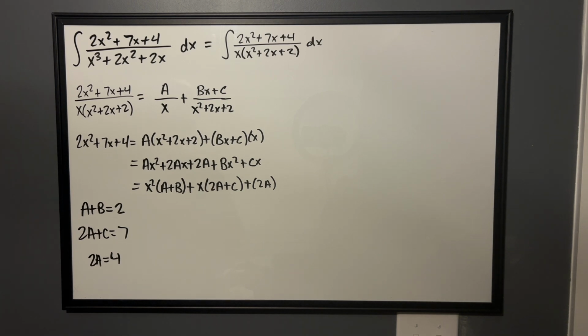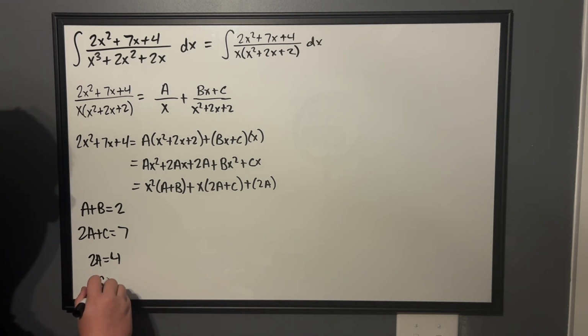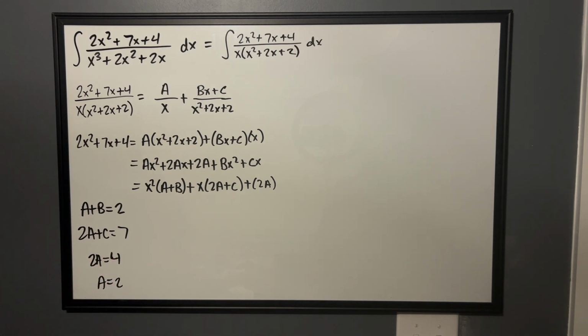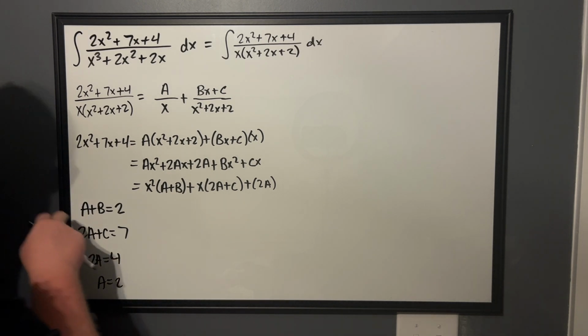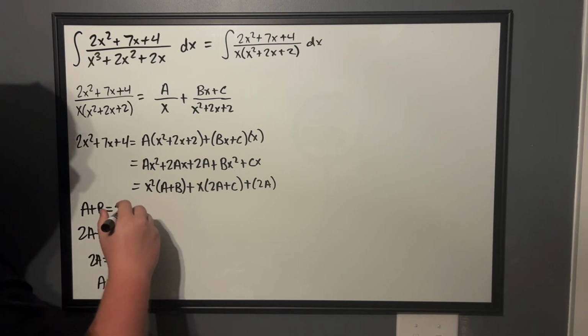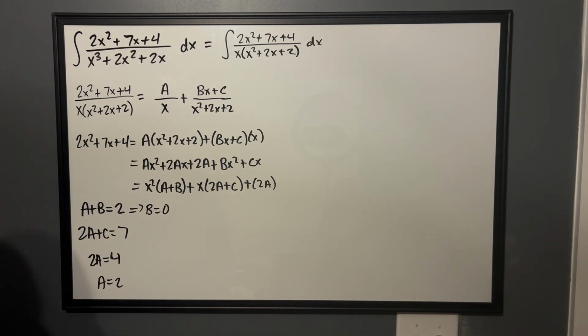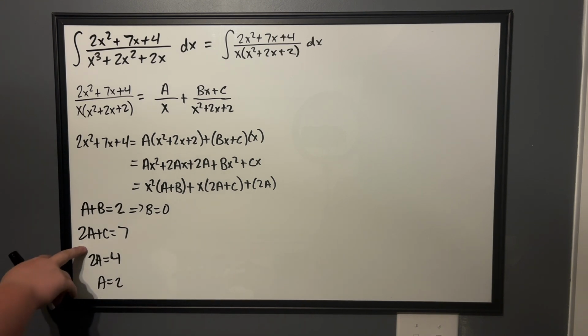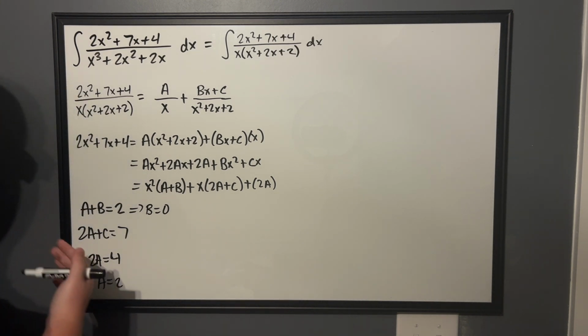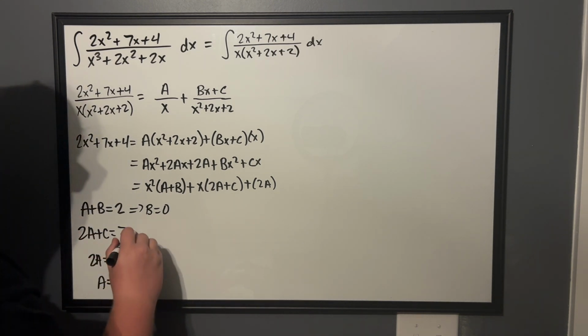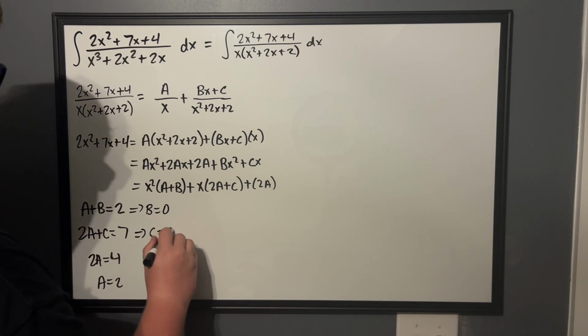Now this is actually going to be a really easy system here because 2a equals 4 will tell us that a should be equal to 2, right? We're just dividing by 2. So if a is equal to 2, then we have 2 plus b equals 2. And that tells us that b is equal to 0 because 2 plus 0 is equal to 2. And the same thing here. If we have 2a plus c equals 7, well, that's 4 plus c equals 7, which means c should be equal to 3.